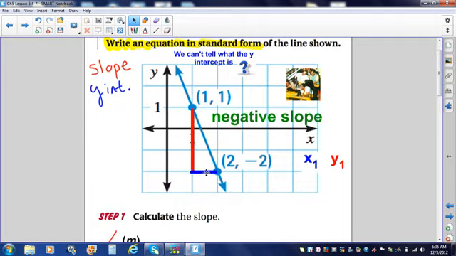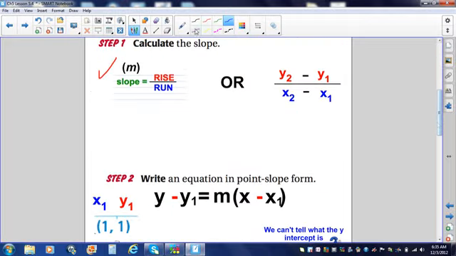If I do rise over run, I'm going to get a rise of 3 and a run of 1. So you can draw the picture on your paper. Rise over run.